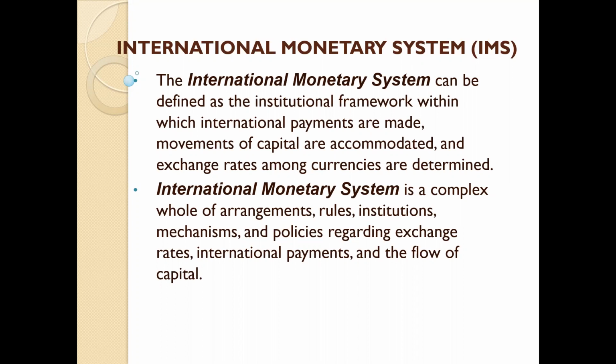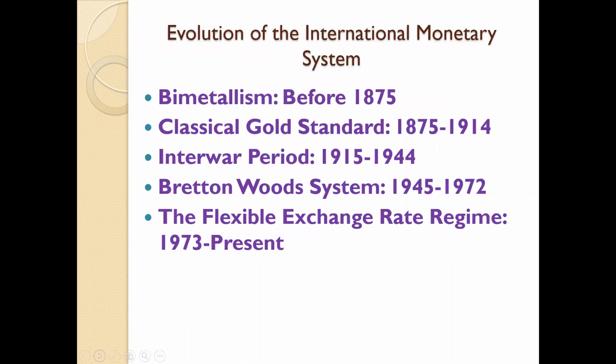So it is a complex, whole arrangement of rules, institutions, mechanisms, and policies regarding exchange rates, payments, and flow of capital. Next, we'll come to the evolution. We have five stages of evolution. Instead of starting from the flexible exchange rate, we will start with bimetallism.